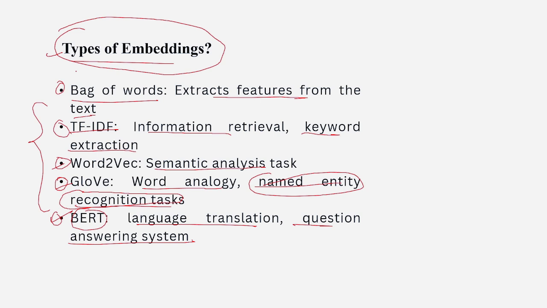So what are word embeddings? I will tell you again. Word embeddings are the numerical or vector representation of sentences or words that are given as input and converted into numerical vectors. I hope all these points are clear to you.